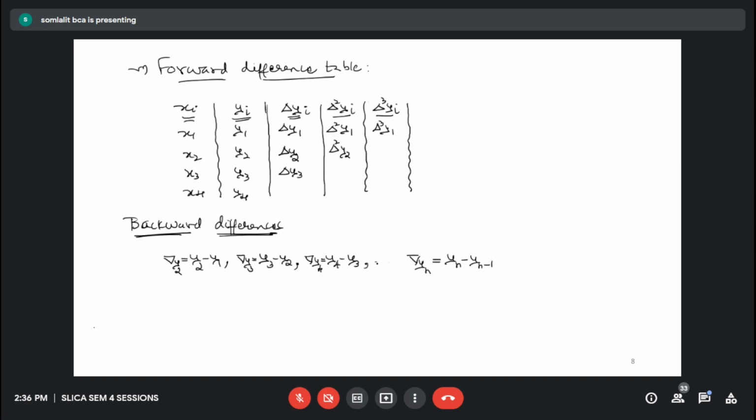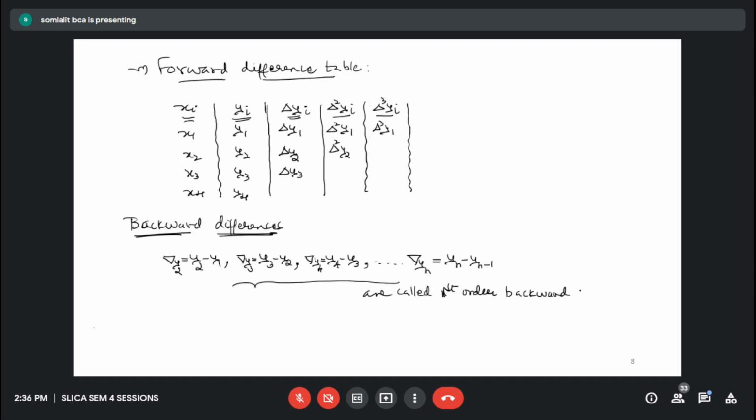So the way of writing, once I prepare the table for this, you will realize the way of presenting this is different. Everything will change, you will see, even though definitions are more or less the same for all differences. These are nothing but first order backward differences. Now next, we can do this inductively.